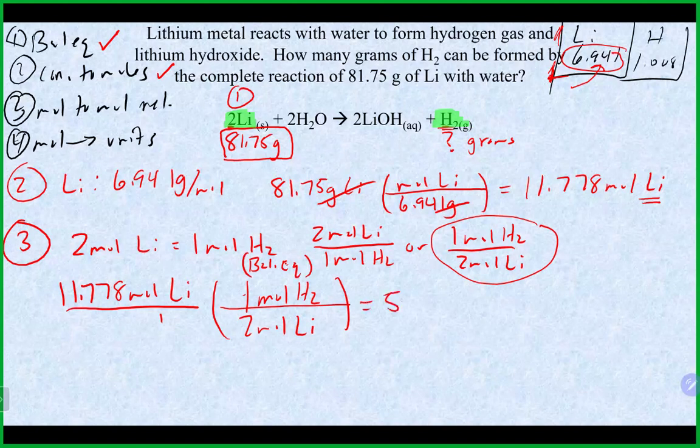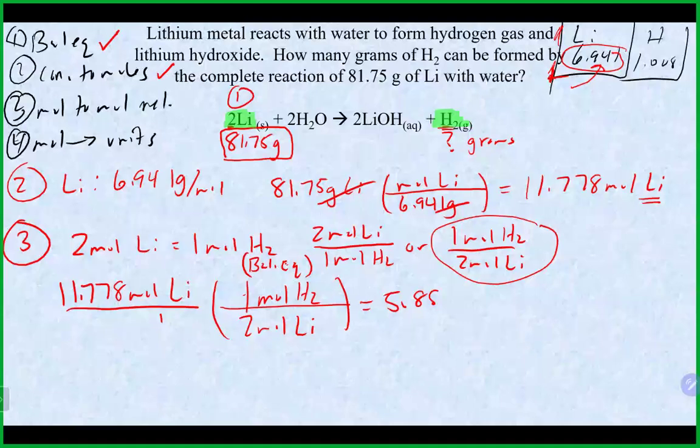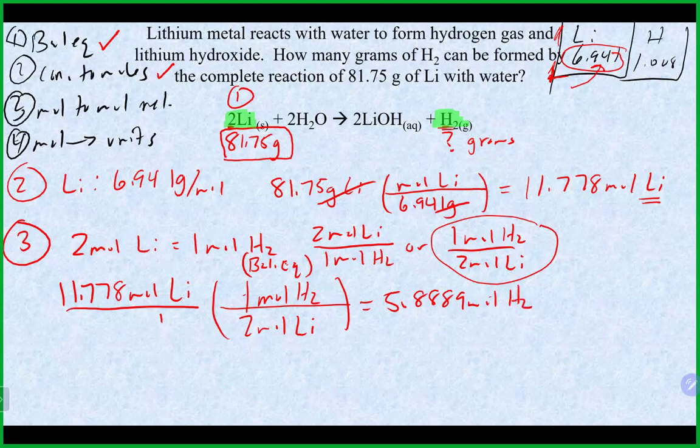Going to get us 5.8889 moles of hydrogen in this case. Any questions on that so far? That takes care of the third step. And in this particular problem, we do need to do the last step because we're not looking for the answer in moles, but we are looking for it in grams.